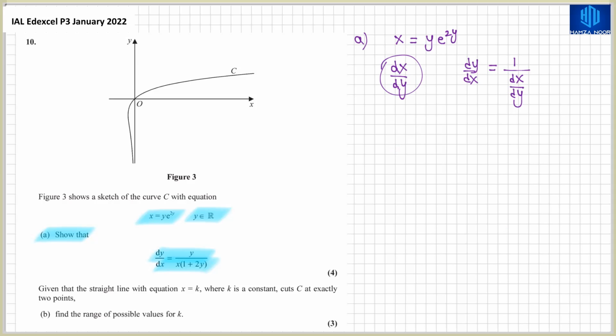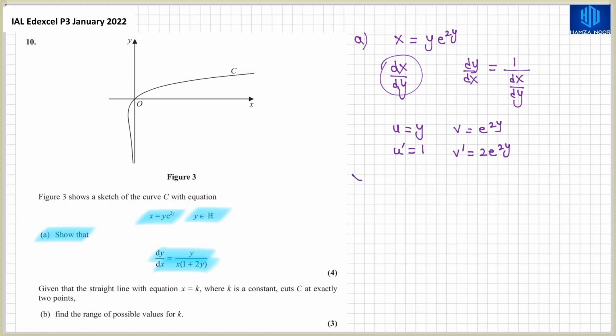As you already know, we have two terms, one algebraic and one exponential, and both are functions of y. So we need to differentiate these terms with respect to y, using the product rule. We can say that u equals y, therefore u dash equals 1. v equals e raised to the power 2y, so v dash is 2 multiplied by e raised to the power 2y.